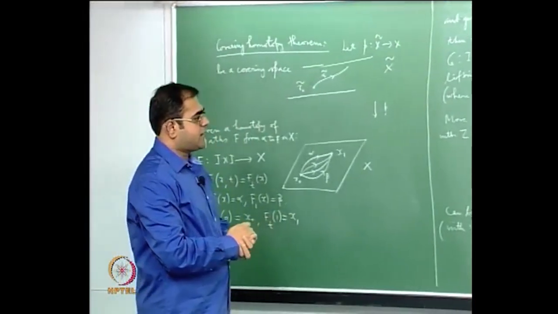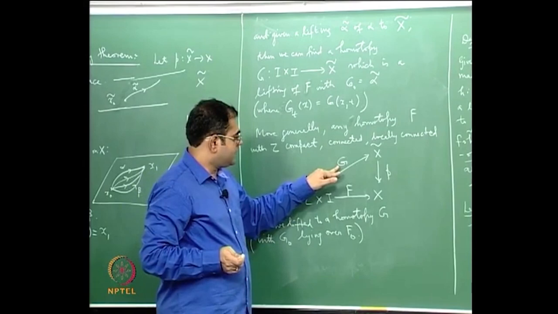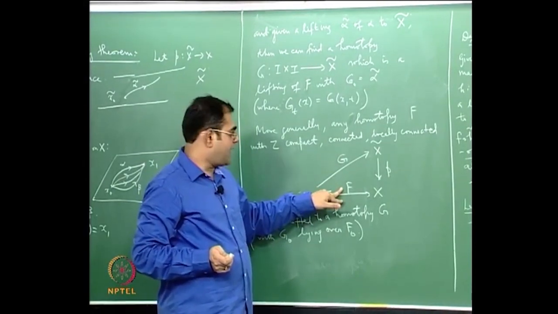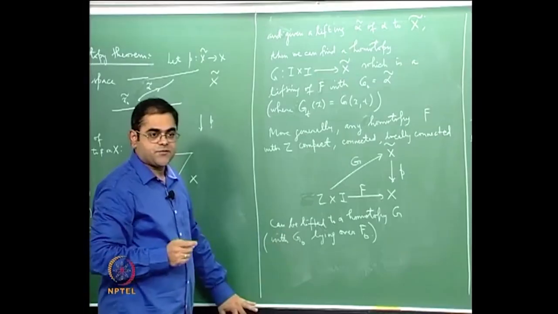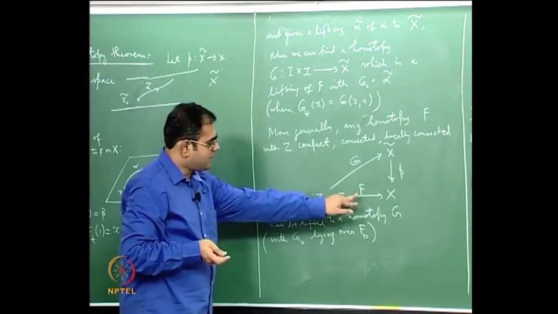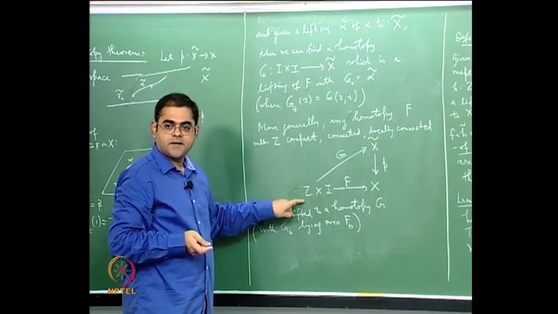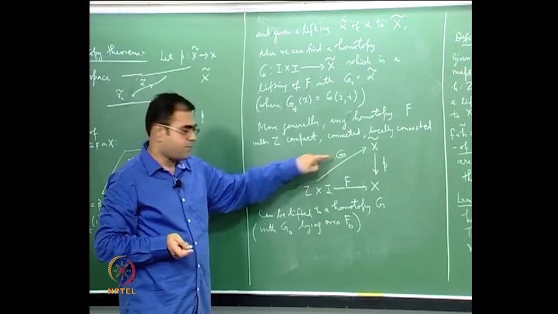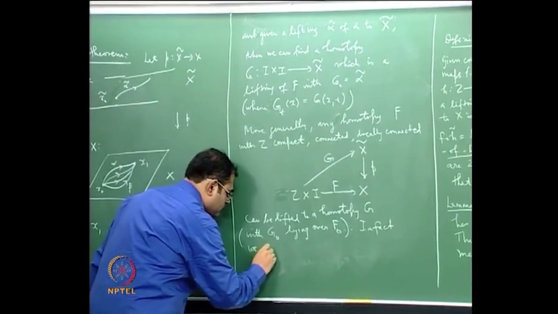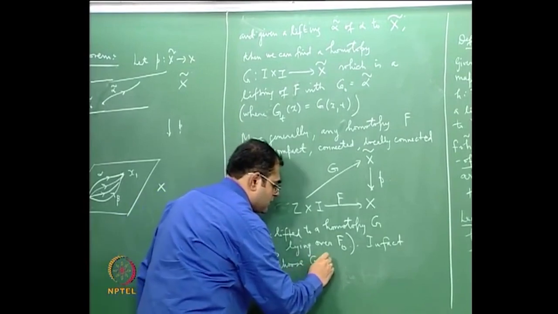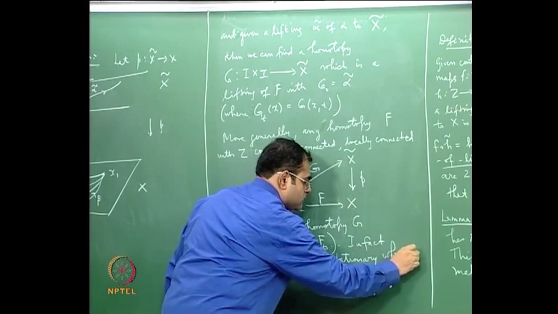So but the point is, of course, as I told you, this being a covering map, this homotopy is a lift of F, okay. And in fact, you can choose G in a very special way. The theorem says that G can be chosen in such a way that whenever F is stationary, okay, that is F doesn't depend on time for a particular value of Z, you can choose G also not to depend on time for that particular value of Z. So let me write that down. In particular, in fact, we can choose G to be stationary whenever F is.